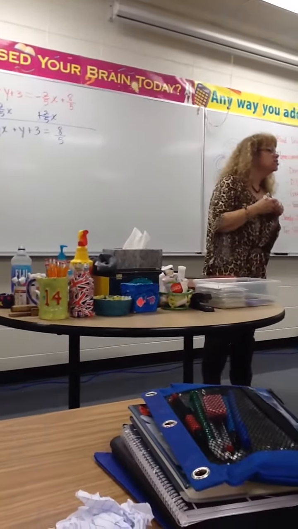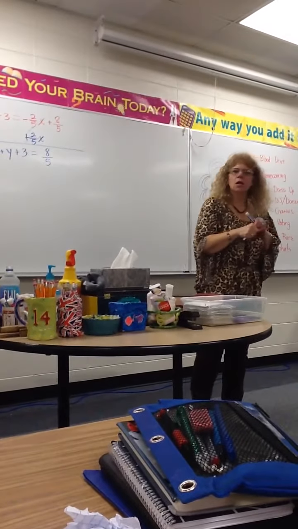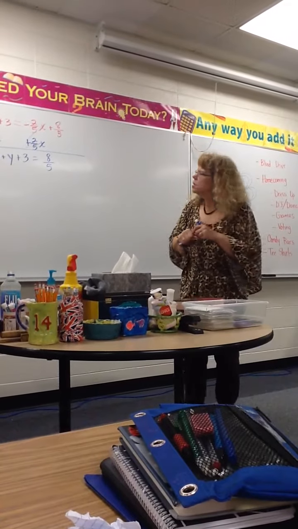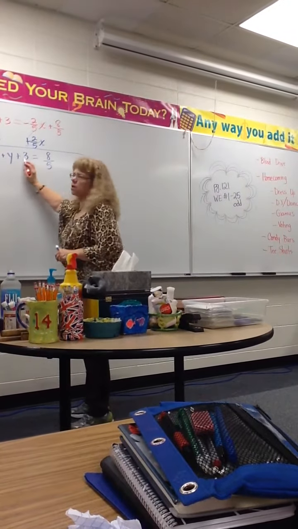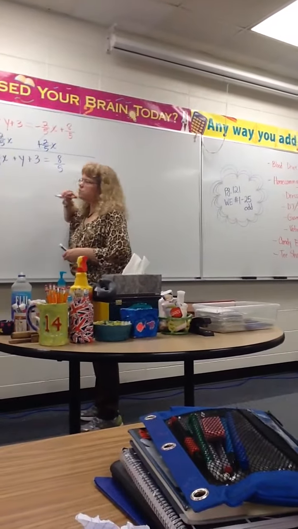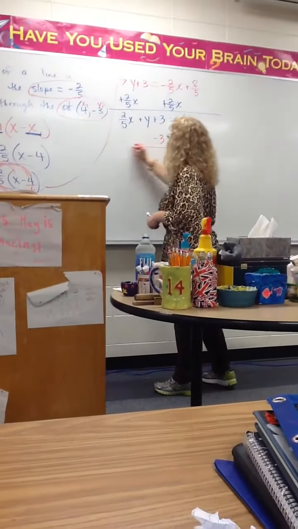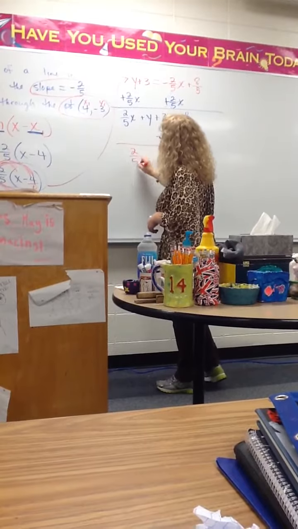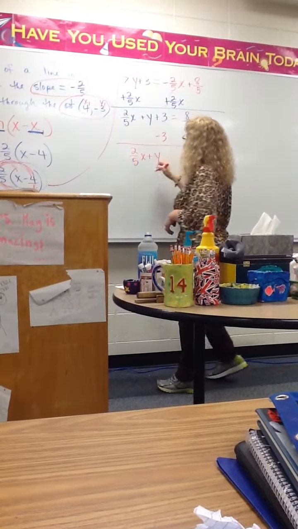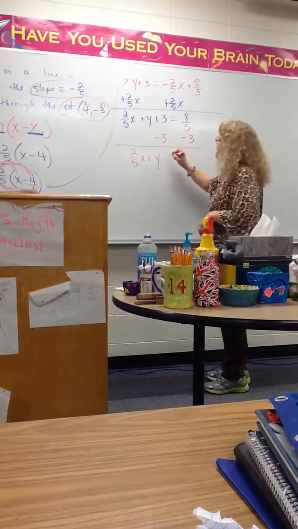Now what are we going to do? Simplify. Get the fractions out. Did you say get rid of the 3? You could get the fractions out, Max. How are you going to get rid of 3? You subtract it. So that I have 2/5 x plus y. Now I have the x and y on one side.